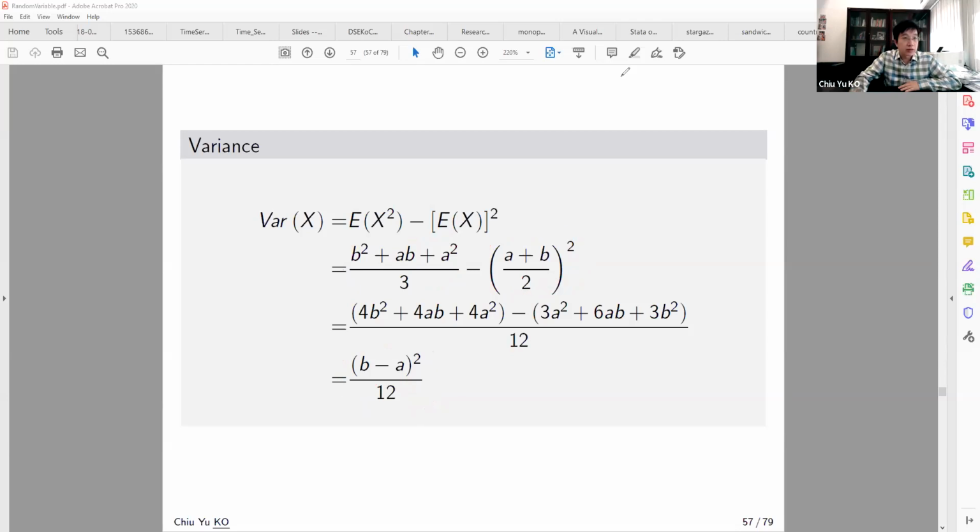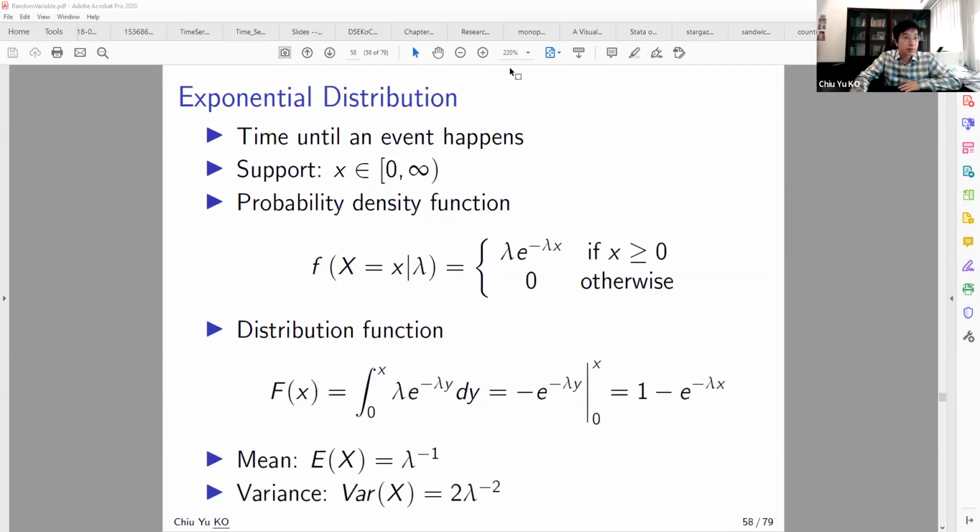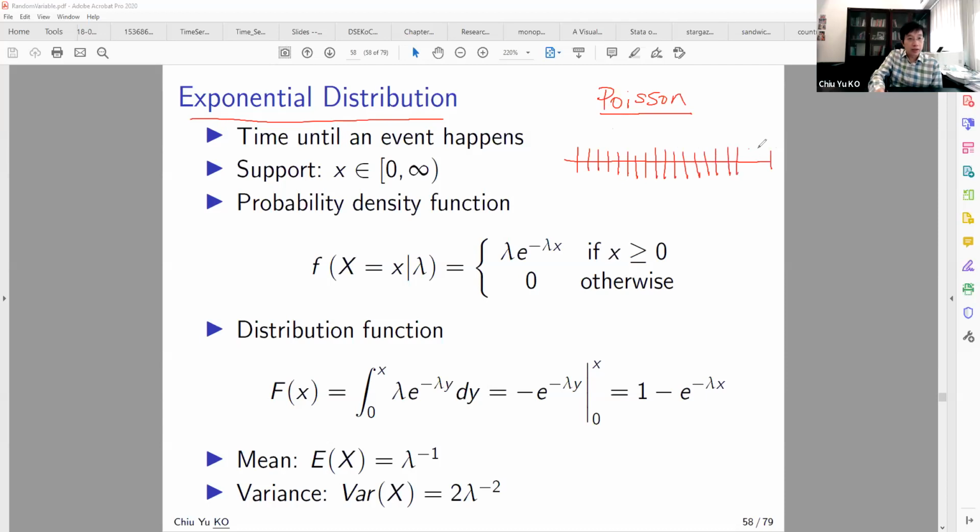I guess I should go to the exponential, that would be more fun. Okay. So why do we care about the exponential? Exponential is basically where the idea of Poisson comes from, but we don't try to prove it today. Remember, Poisson is a limiting case of binomial, right? You cut the interval into very small intervals, right? Then in each interval we have an event with probability p, right?